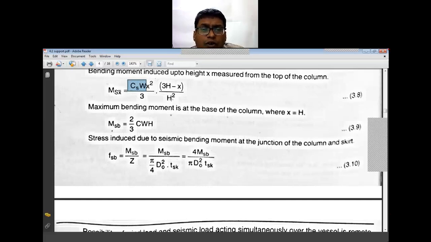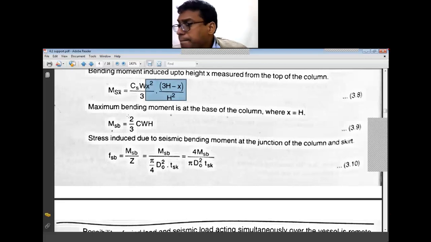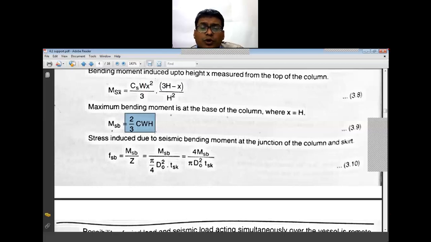Now this is the bending moment at the base of the column, which is taken at two-third the height. Now in this case it is at a distance x measured from the top of the column. So this is x square into 3h minus x upon h square. That factor has to be added. So this is the bending moment at the base of the column, which is nothing but two-third into CS into W into h.